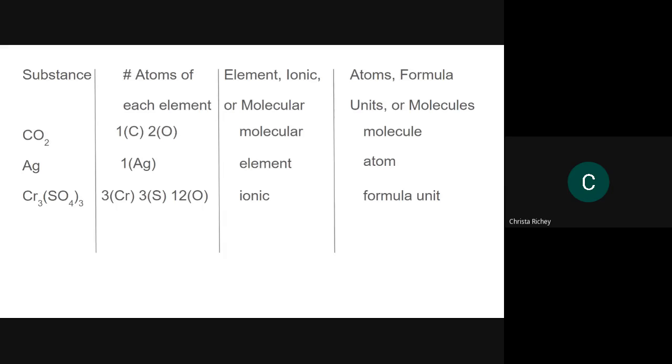You want to write the whole thing out? You can. And honestly, that's all you're doing right here. You're identifying how many of each element. You need to tell me the element in parentheses, so the first letter needs to be capitalized and the second letter lowercase. Then you're going to identify, is it an element? Is it ionic or molecular? Then is that going to be a representative atom, formula unit, or molecule? There's not parentheses around it.